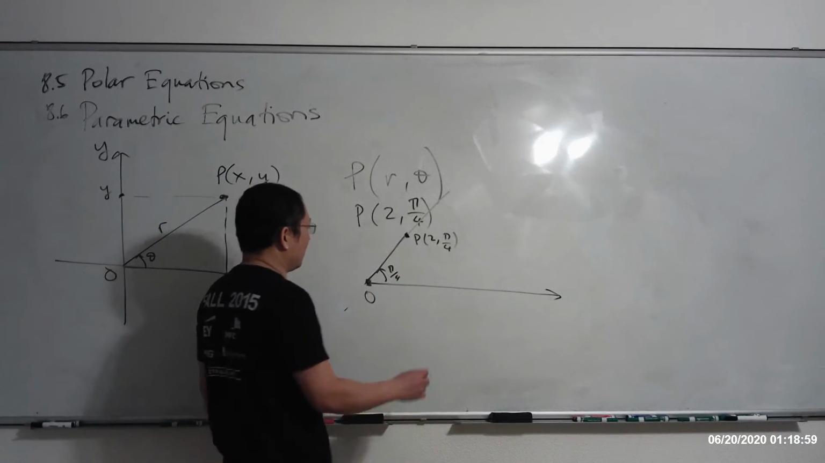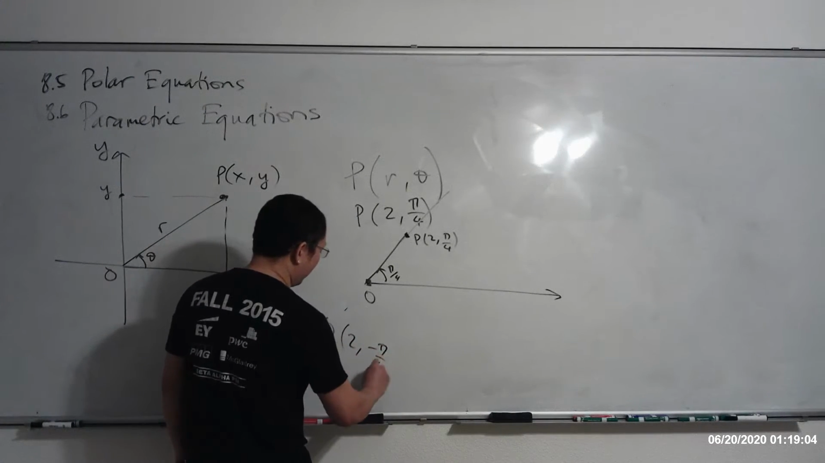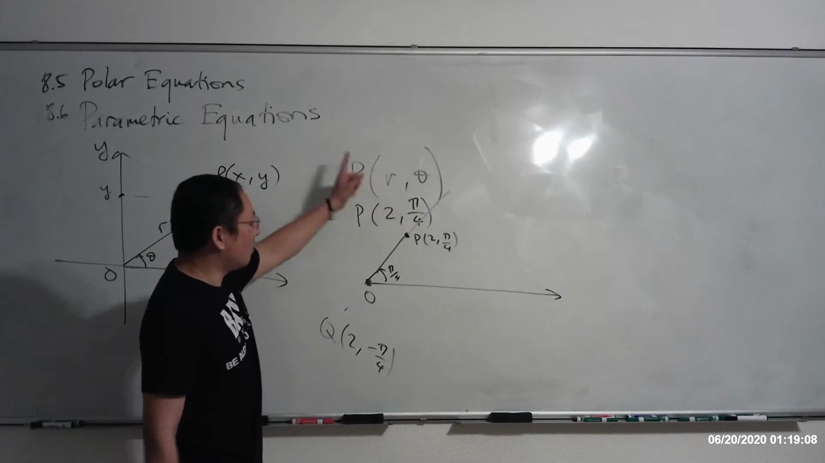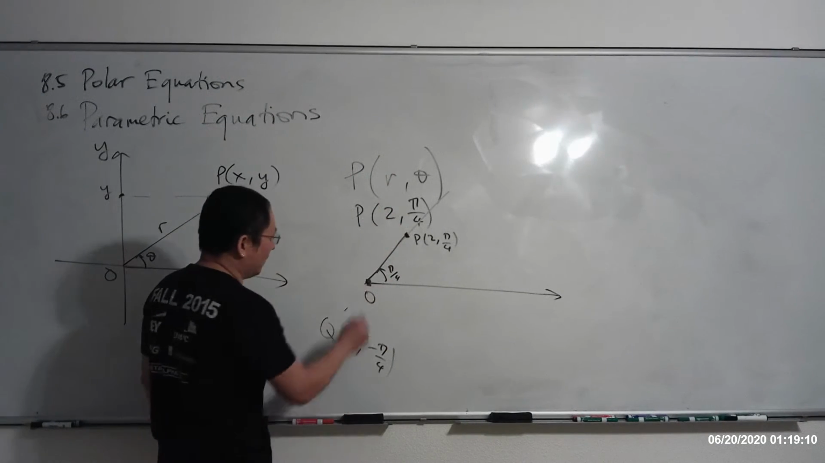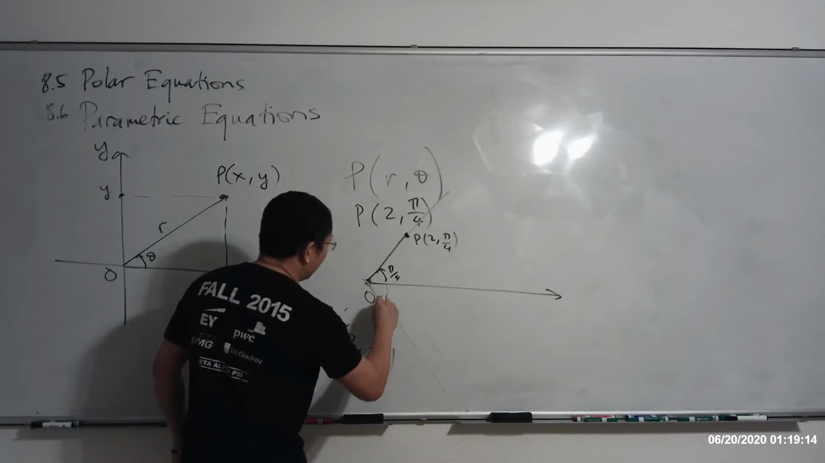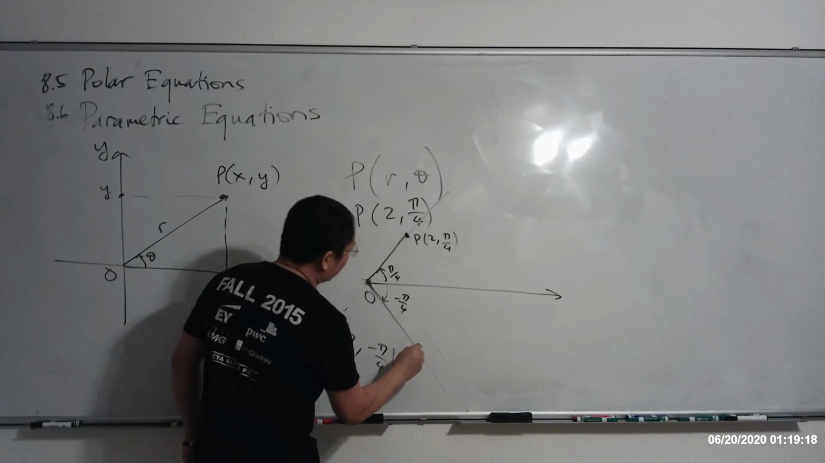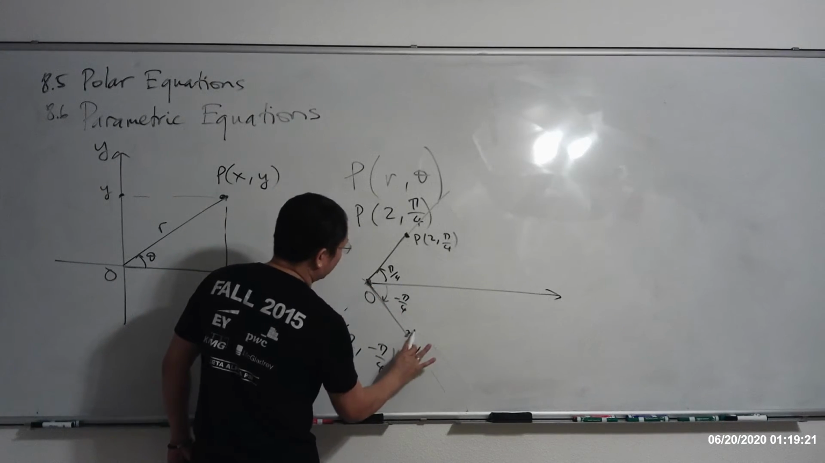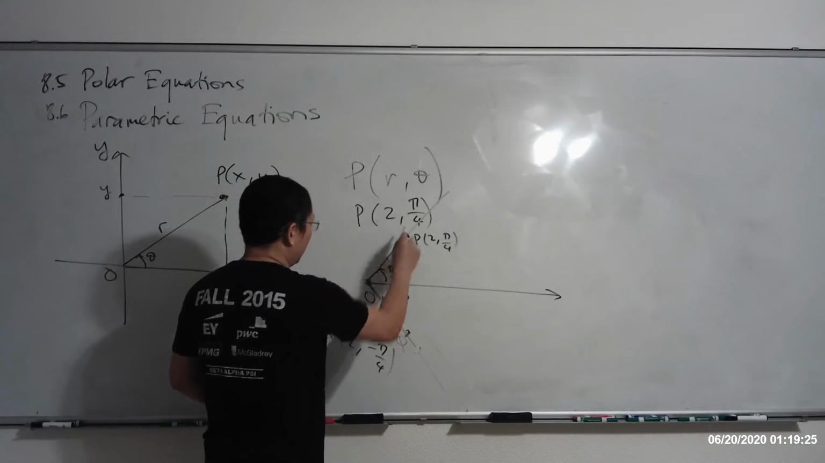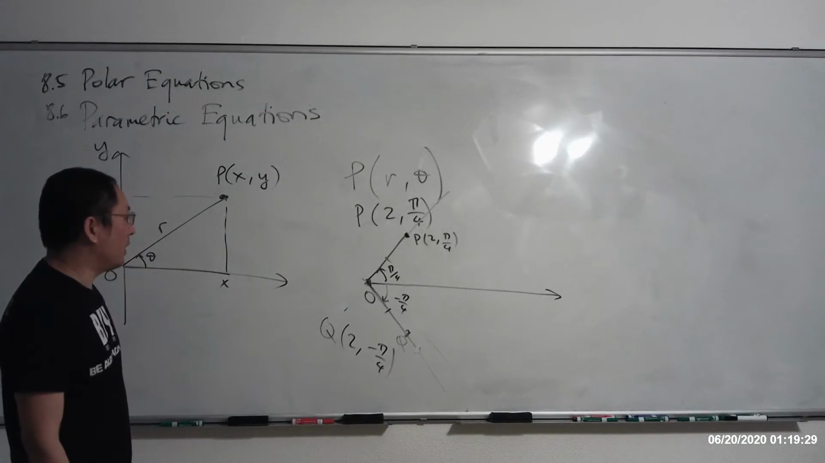What if I give you a second point, say point Q of (2, negative pi over 4)? Instead of going counterclockwise going up, where you have the angle of pi over 4, you go this way. You're going to have the angle of negative pi over 4, and from the origin you measure a distance of 2 units. So this is Q, (2, negative pi over 4). So there are at least two ways.